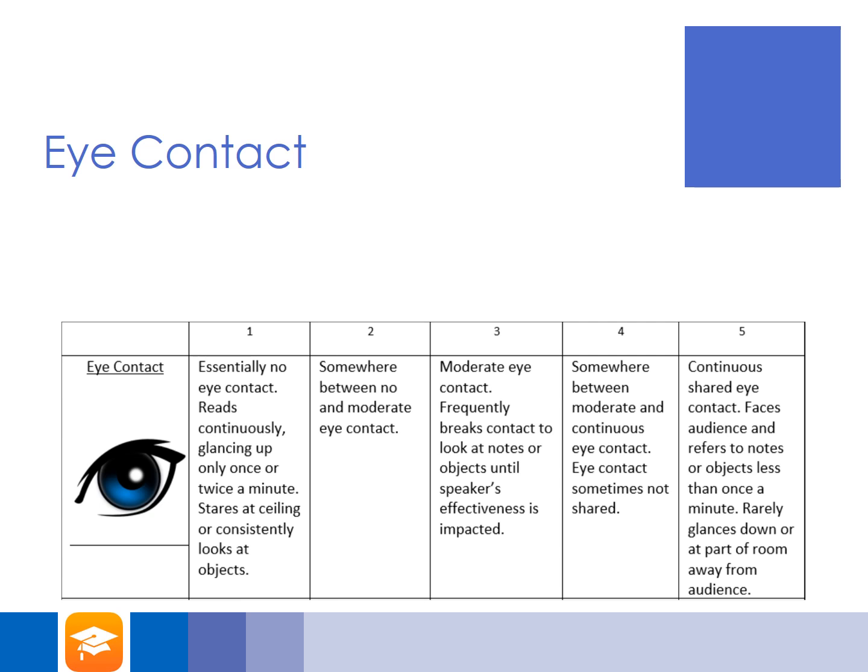So as you can see for eye contact, to get 5 marks out of 20, you want continuous shared eye contact, faces the audience and refers to notes or objects less than once a minute, and rarely glances down or at part of the room away from the audience. So in other words, you just want to look directly at the audience. You don't want to be staring at a wall.